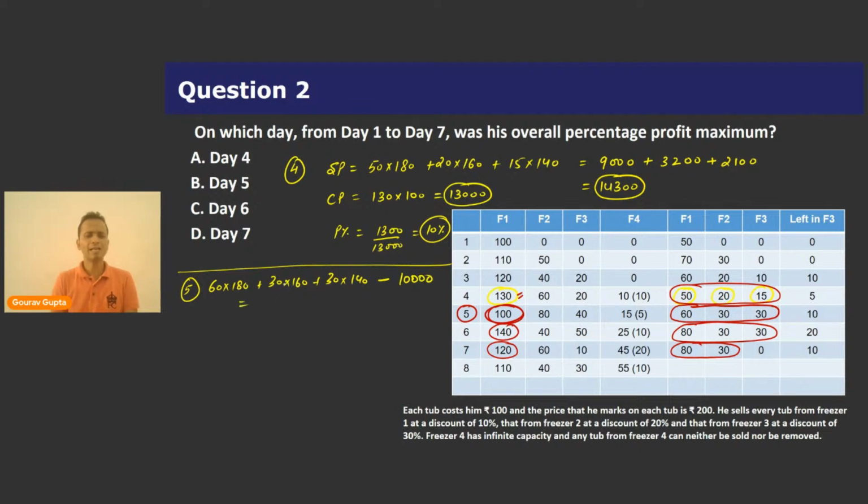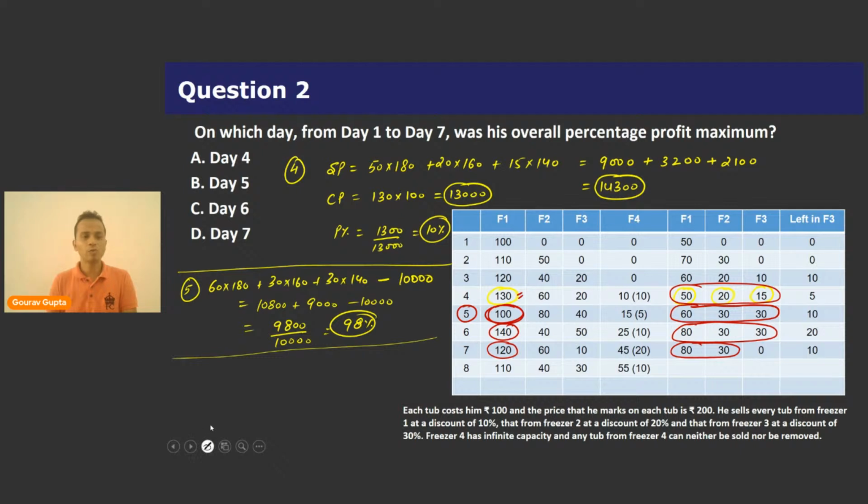Okay, so let's calculate the total revenue. I'll subtract the total cost from that and will obtain the profit. So we have already calculated that. So this comes out to be 9,800. So the total profit is 9,800 over the cost of 10,000. So I can see that there is a 98% profit on day number 5. 98% profit on day 5 as compared to only 10% profit on day number 4.